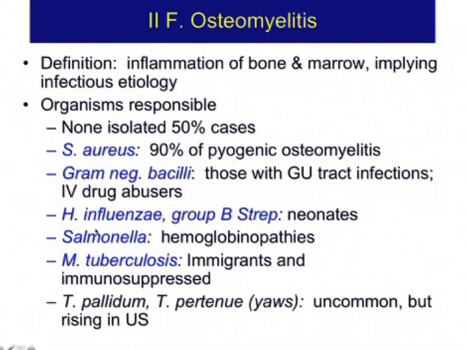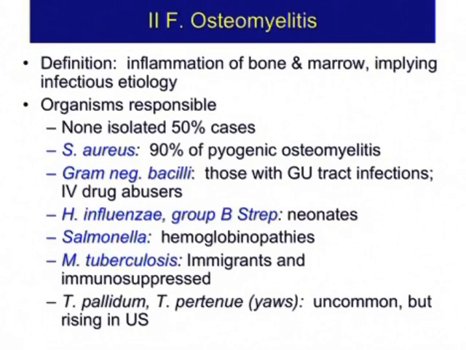Kids are more likely to get it because of Haemophilus influenzae or group B streptococcus. Patients with sickle cell are more likely to get Salmonella infections. You know the population that's most likely to be affected with TB. Syphilis is not something that is super common, but it's another cause of osteomyelitis.